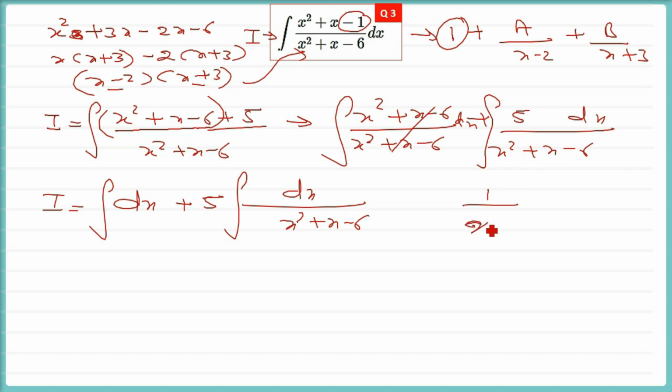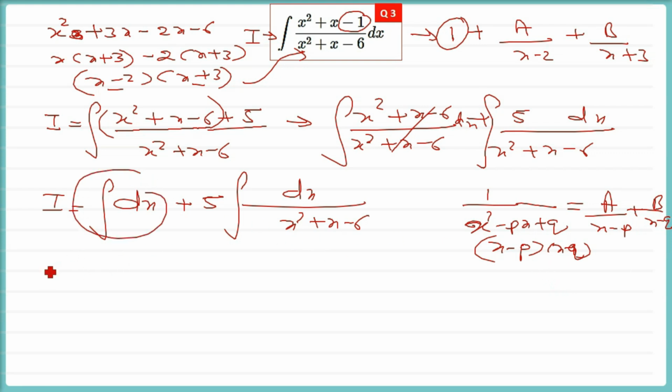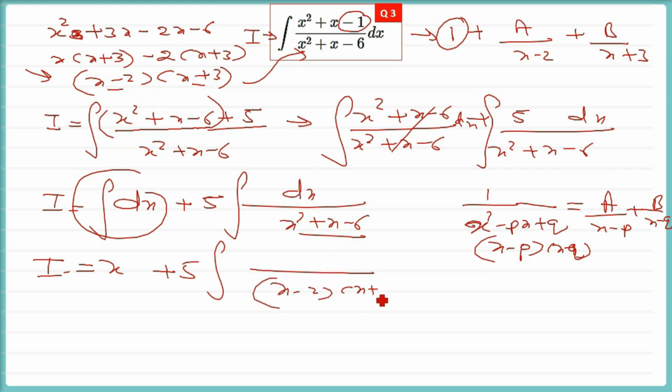So this will be x² − px + q. If this kind of expression is there, integration by partial fraction will be a by (x − p) and b by (x − q), if you can form (x − p) and (x − q) as the factors of x² − px + q. So integration will become like this. Integration of dx will be x, plus 5. Now x² + x − 6 can be written as (x − 2) into (x + 3). So just write it here, (x − 2) into (x + 3). You already have a dx here. Let's call it I1 from here to here. So final answer will be I equals x plus 5 I1.